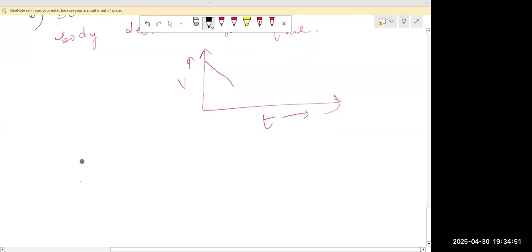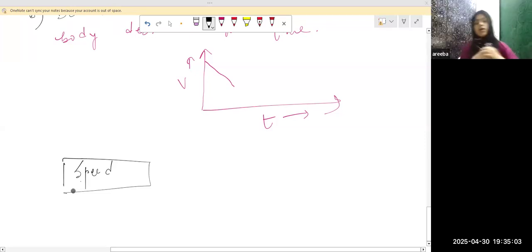So what is speed? Define speed. The rate at which a body is in motion. The basic definition according to the formula: speed is distance covered by time taken, right? What is the SI unit of it? Meter per second. Very good.